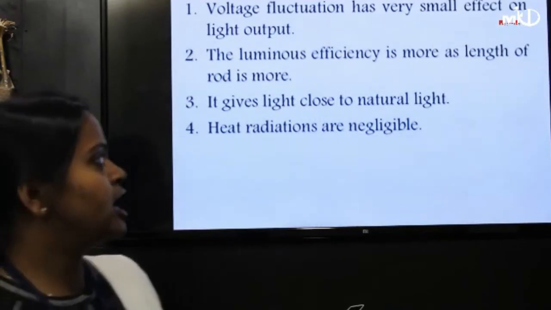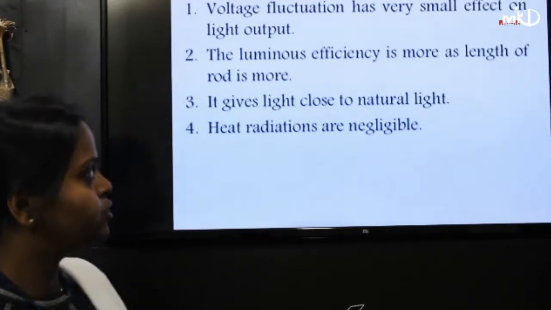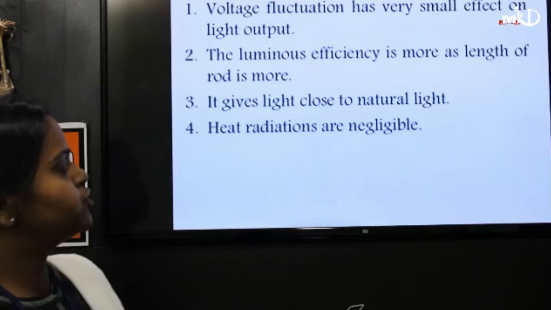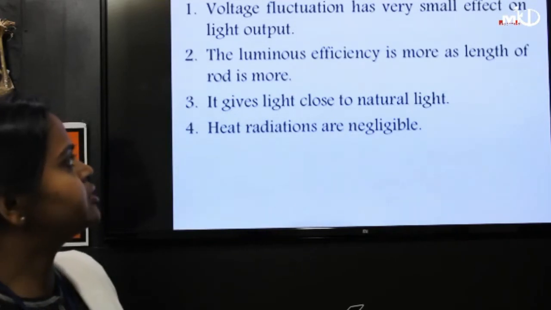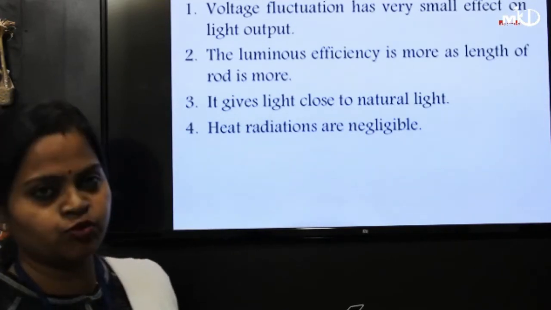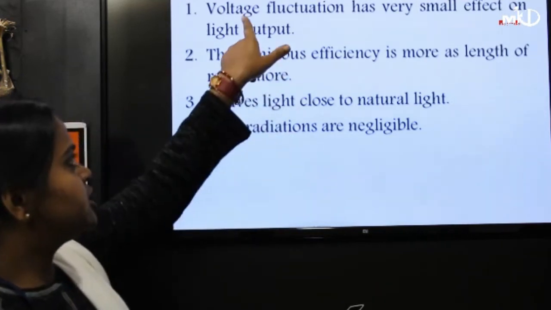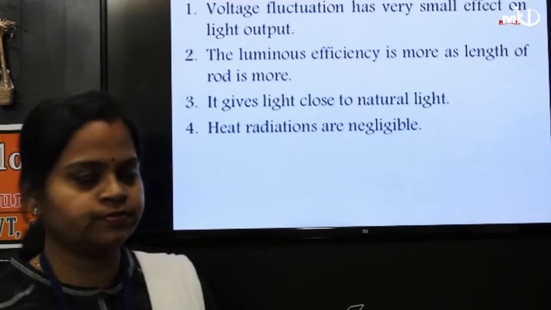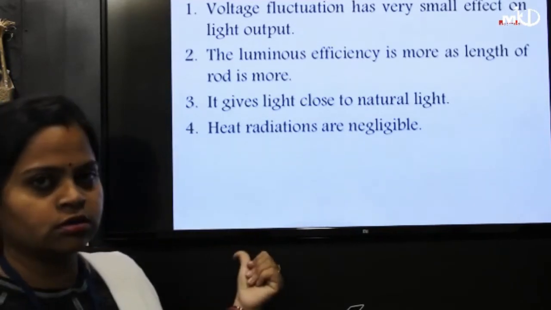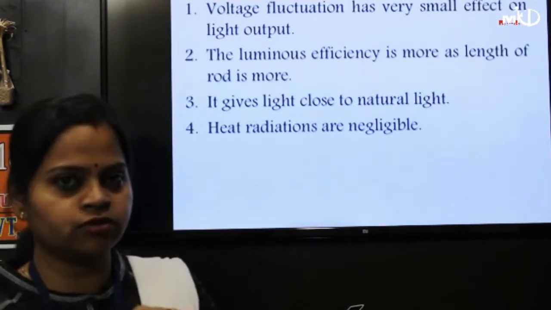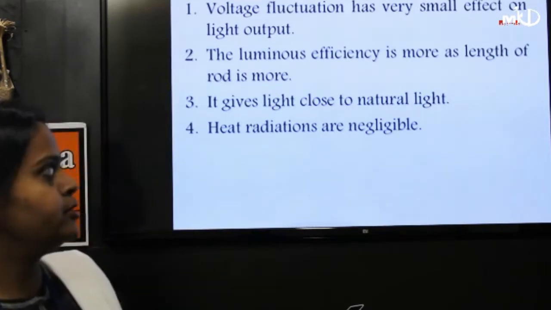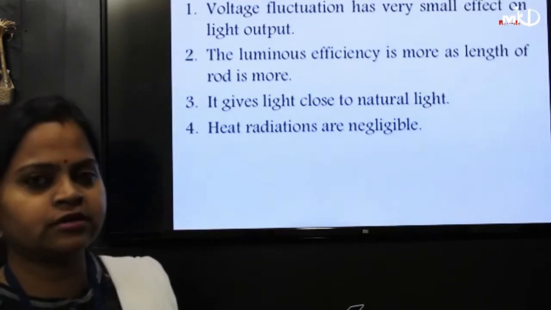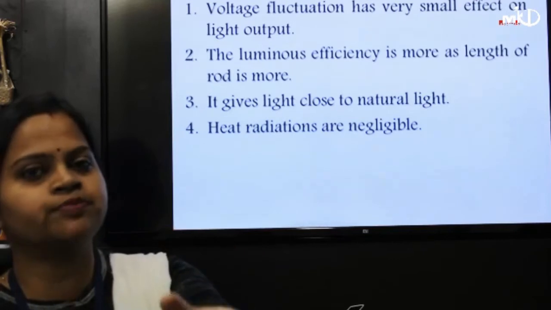Then coming to the advantages of this fluorescent lamp. Voltage fluctuation has very small effect on the light output. That means our supply voltage is 230 volt. Then we are using this choke that is converting it into 1000 volt. Then at working condition it will be at 110 volt. But that is for only a fraction of a second.